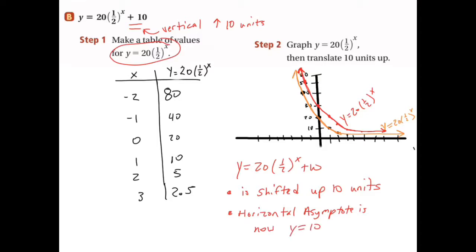Meaning that this graph is never going to cross y equals 10. My graph isn't super accurate here, so it should flatten out a little better, where the other asymptote of the parent function was y equals 0. So that's the big difference here. We've shifted up the graph, so we've also moved the asymptote.